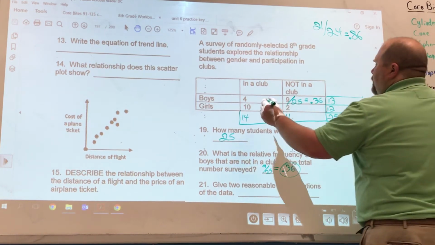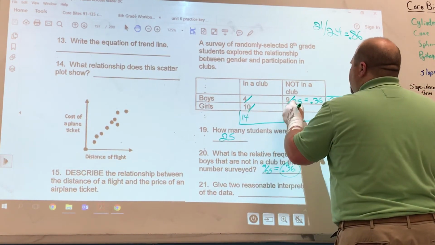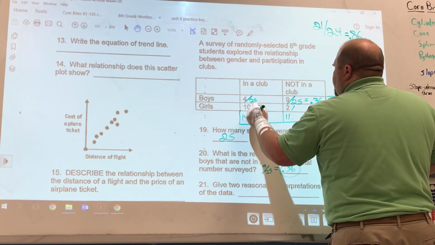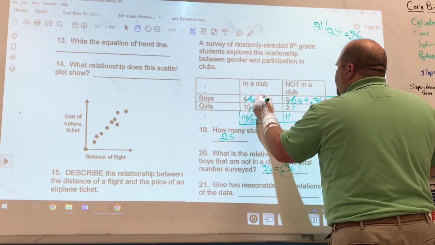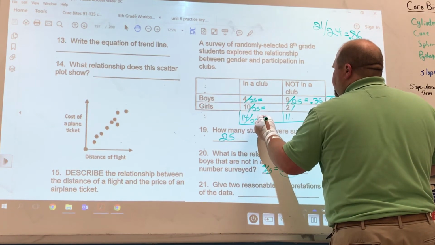Give 2 reasonable interpretations of the data. Well, to do that, it would be very helpful to find out the relative frequency of all of these pieces of data. That's going to help me talk about this a little bit easier.